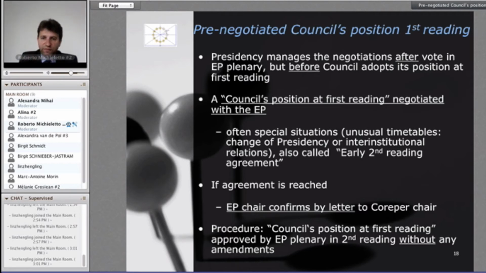So if they have found a compromise, they can ask the Council to adopt the position, and we will have the same procedure. The European Parliament will send a letter from the committee to the Council to say, if you adopt this position, then in our second reading, when we adopt our position, we will adopt your text. So this is a second opportunity for a compromise.